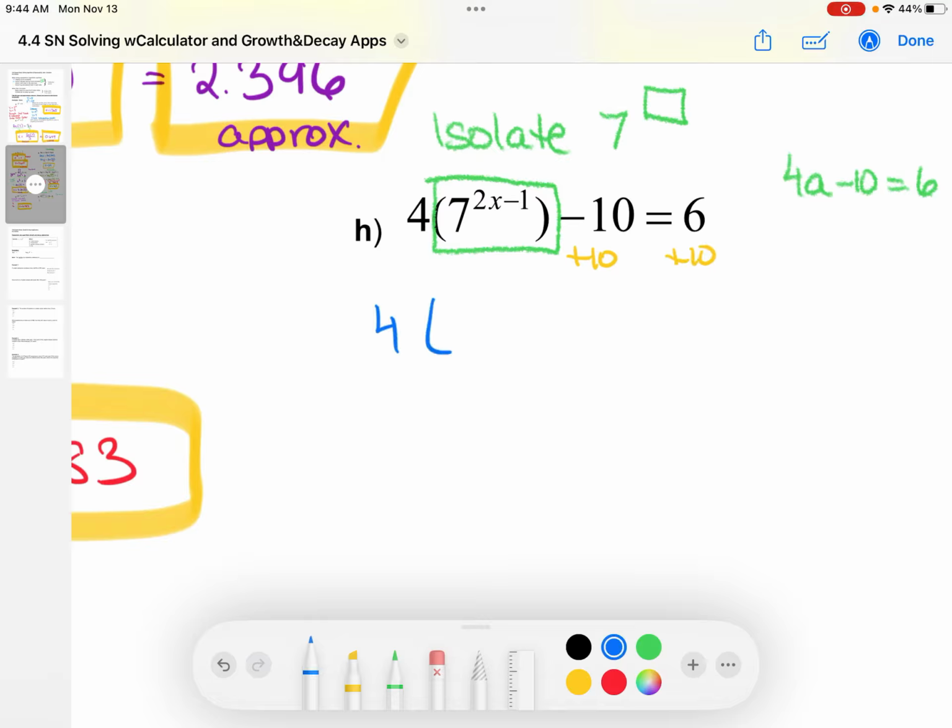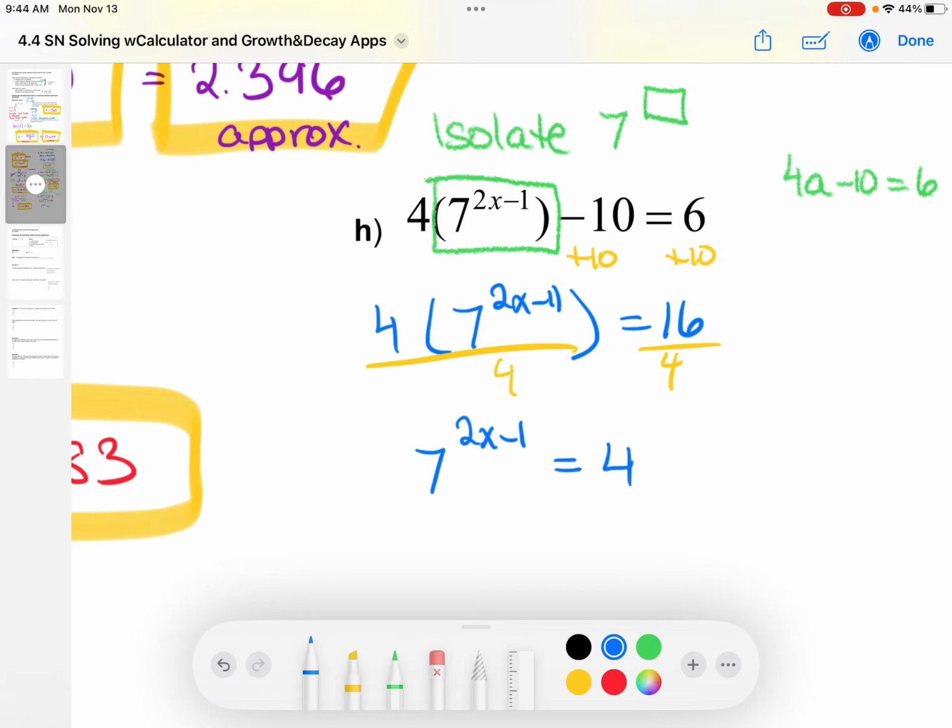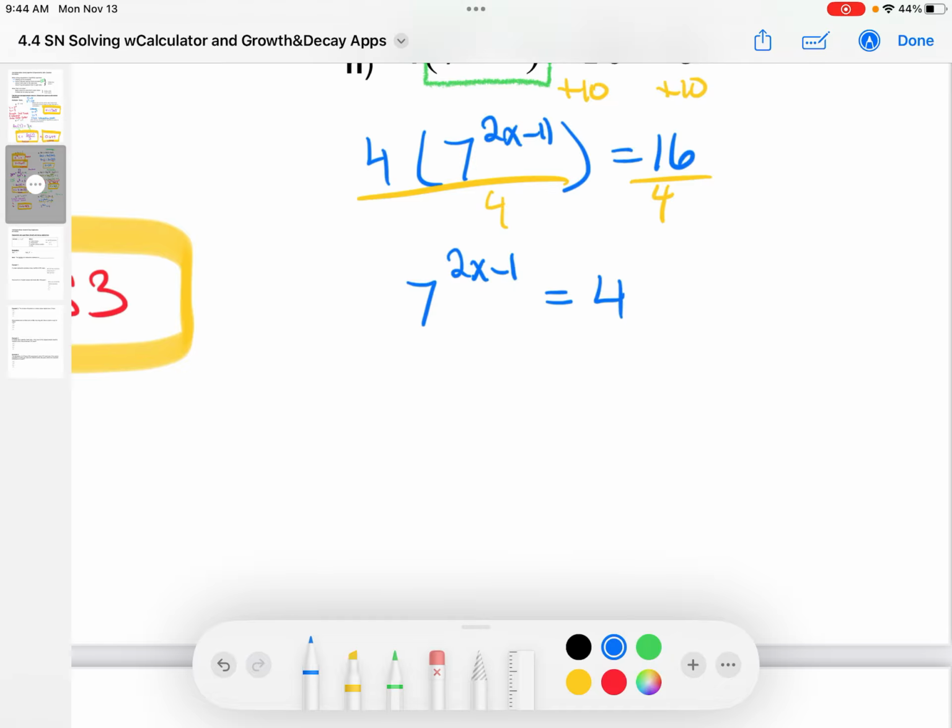So 4 times 7 to the 2x minus 1 is equal to 16. Then divide off the 4. And 7 to the 2x minus 1 is equal to 4. Okay, and here we want to drop and cross in order to solve this. We only have one variable, so we can drop and cross this. It's going to be log base 7 of 4 is equal to 2x minus 1.